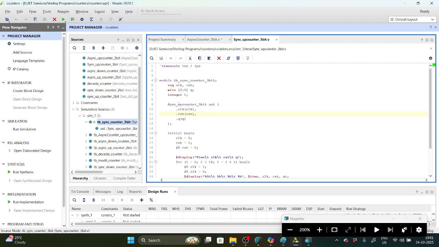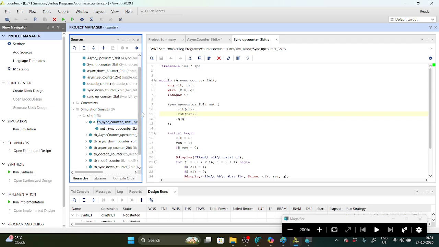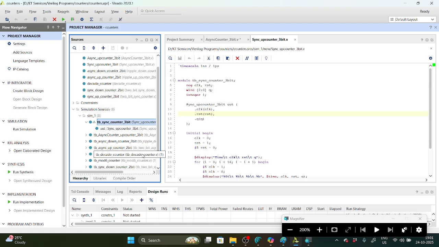What is my instance name? This is asynchronous counter. This one. I need to set a stop.